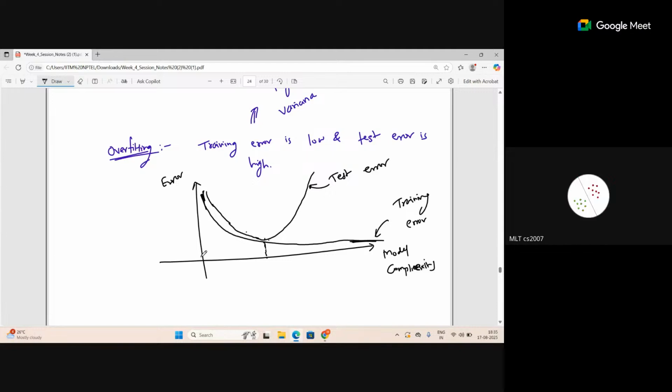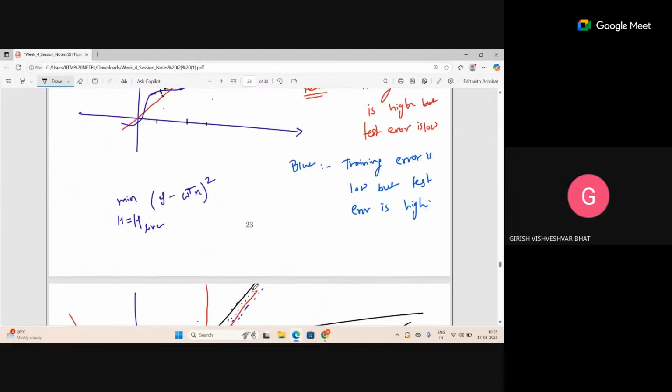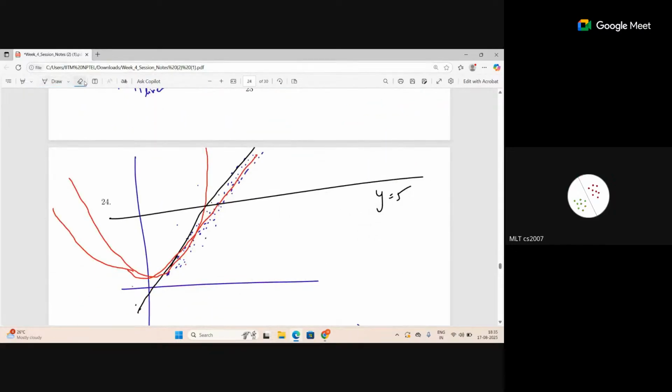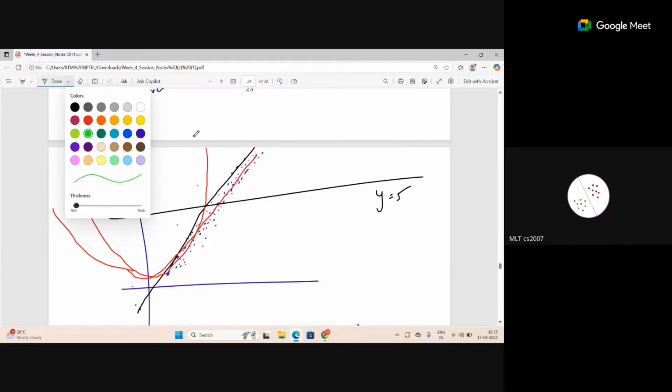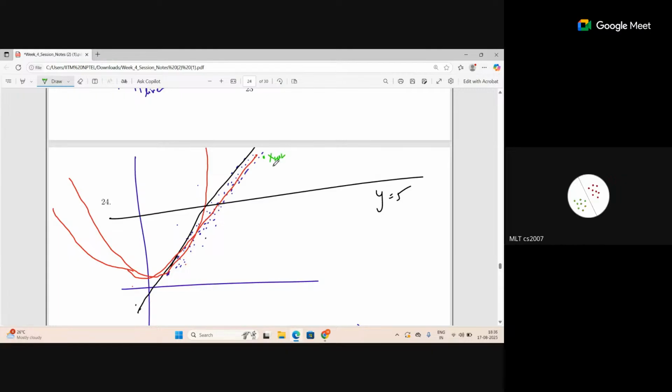Actually, if you think about this graph, this is not correct, because lower model complexity doesn't guarantee you less error. Let's say I use y equal to 5. In this case, my x test is here, and still the error is higher. The test error is higher, and for this model the training error is also higher. So in this case training error is high and test error also is high. Again, it depends not only on the model complexity but also on the sample size.